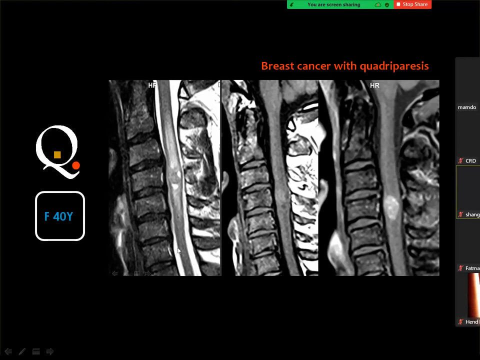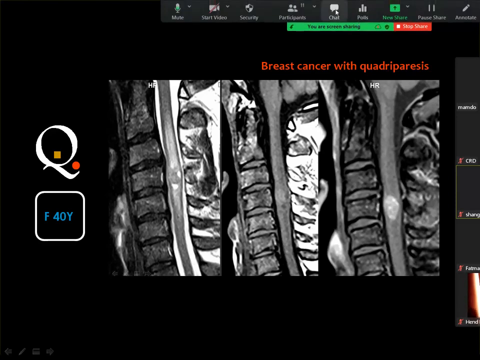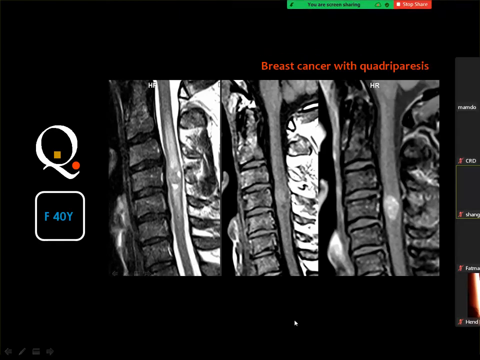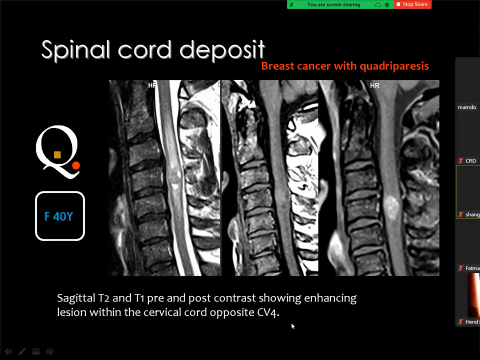The next case is a female patient, 40 years old, with known breast cancer presented by quadriparesis. This is T2, and this is T1, and this is T1 post contrast. Then the answer is metastasis. This is right because of the positive history of primary malignancy. And this is very important, especially in the sites which are not frequent sites for metastasis. You should have a positive history of primary malignancy, or you see the primary malignancy in the available images.